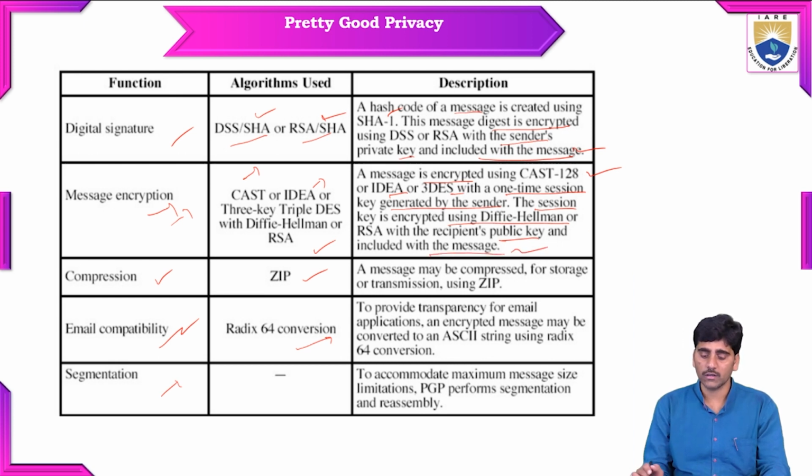And next, third one, compression. A message may be compressed for storage or transmission using zip functions. To provide transparency for email applications, an encrypted message may be converted to ASCII using radix 64 conversion.